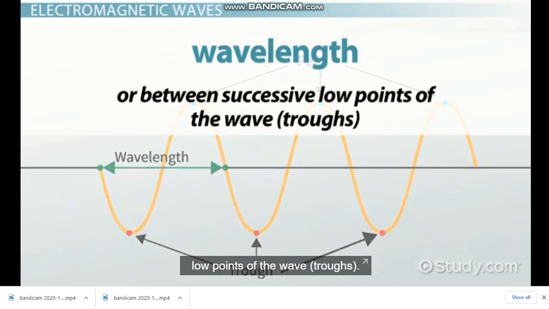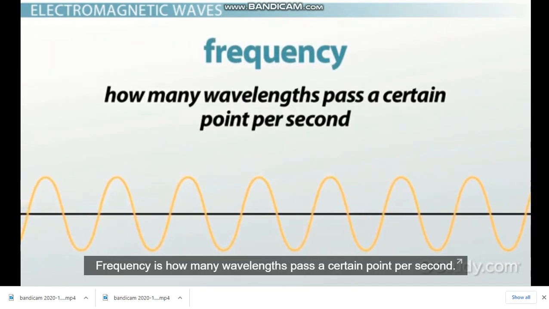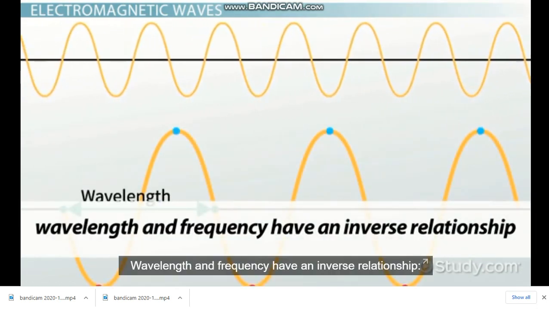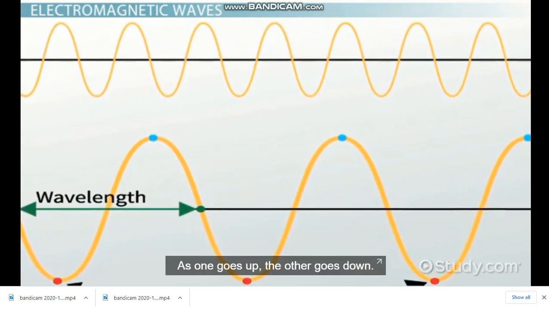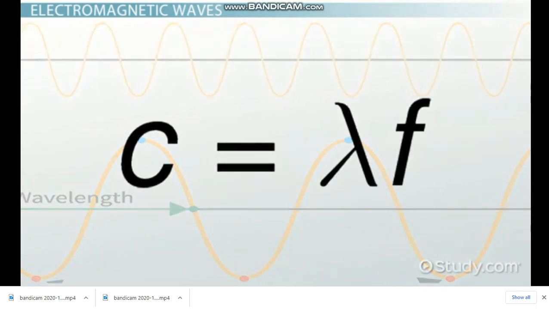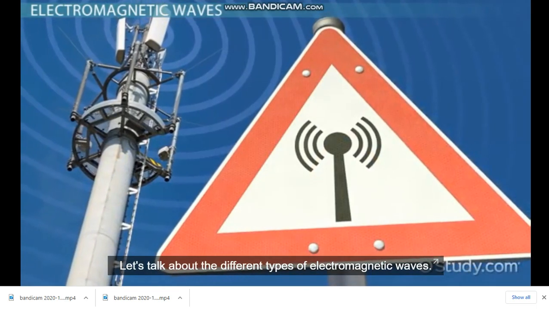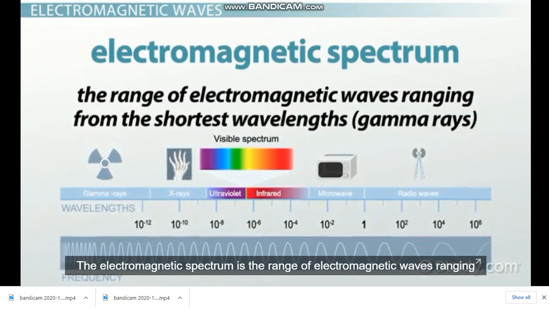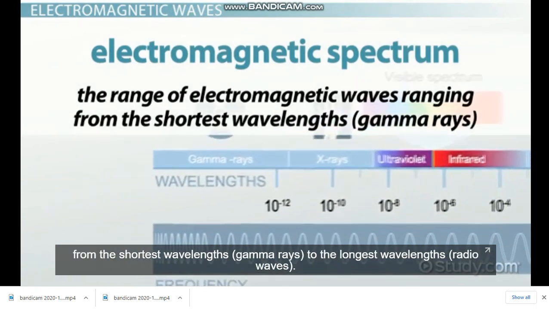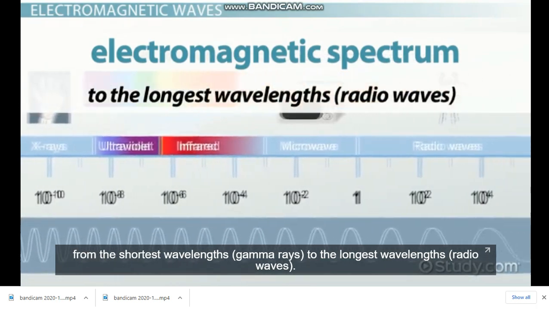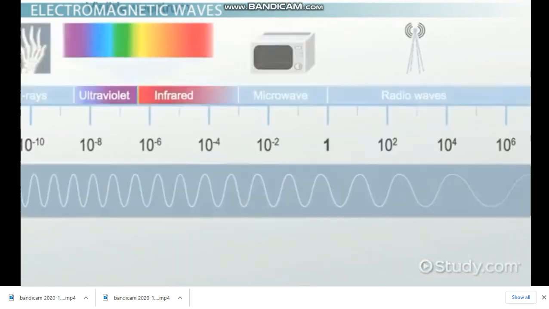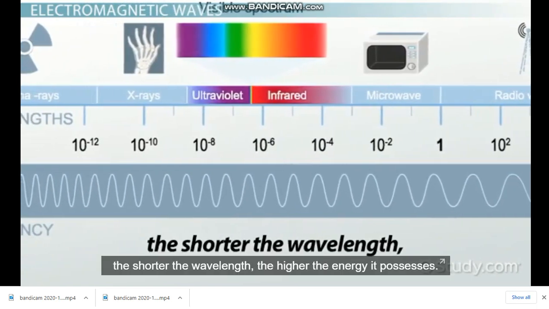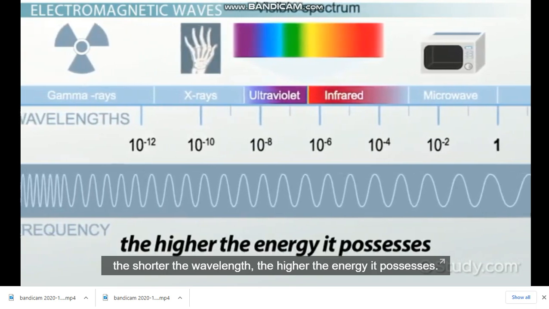Frequency is how many wavelengths pass a certain point per second. Wavelength and frequency have an inverse relationship. As one goes up, the other goes down. C equals lambda F. Let's talk about the different types of electromagnetic waves. The electromagnetic spectrum is the range of electromagnetic waves ranging from the shortest wavelengths, gamma rays, to the longest wavelength, radio wave. A general rule to follow when determining the energy of electromagnetic waves is the shorter the wavelength, the higher the energy it possesses.